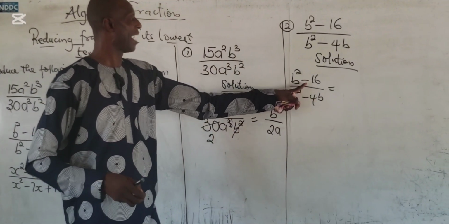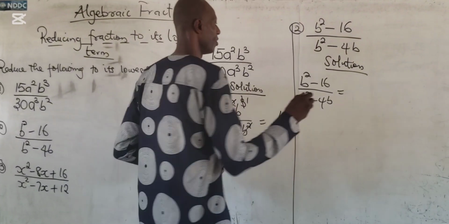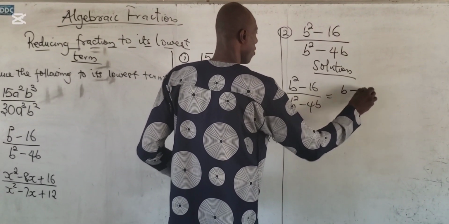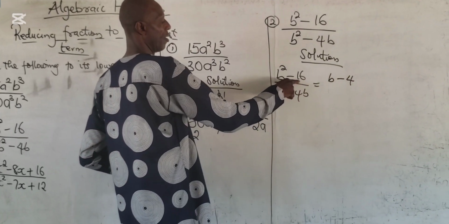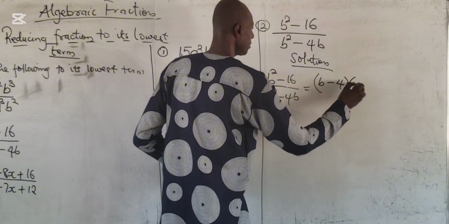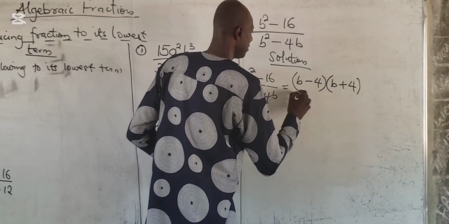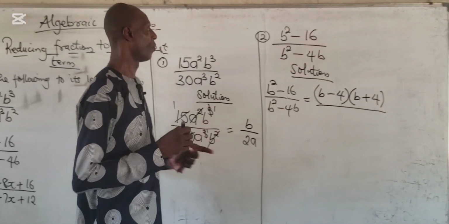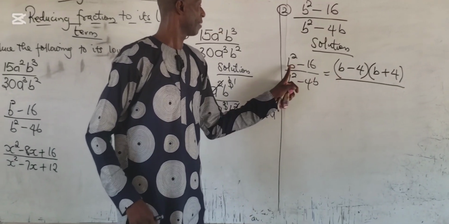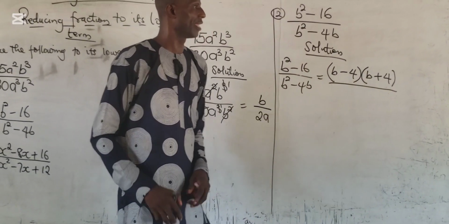So I will now apply difference of two squares at the numerator, which means b minus 4, because 4 times 4 gives us 16. I will bracket it. The other one will be b plus 4. So in difference of two squares, one of the brackets will be negative, the other will be positive. Look at b times b is b squared, minus 4 times plus 4, minus 16.